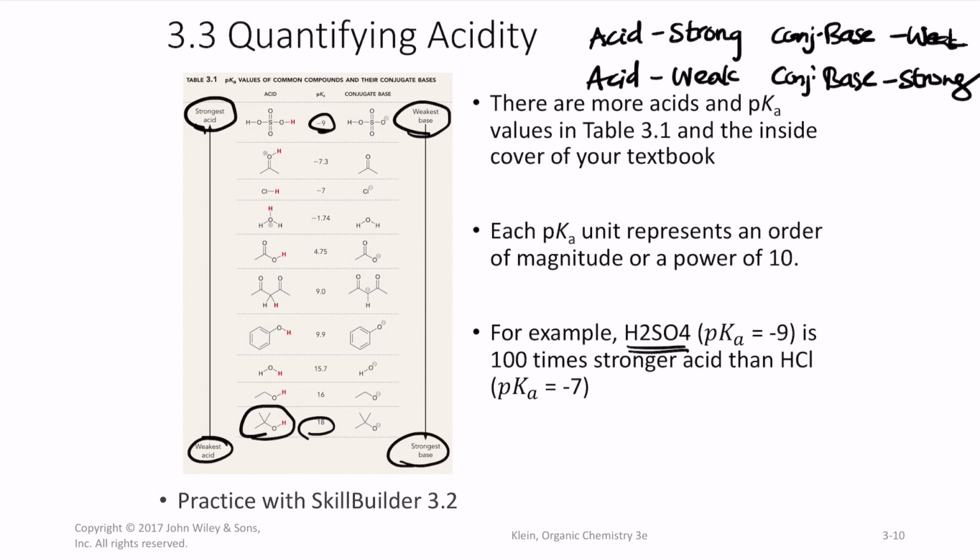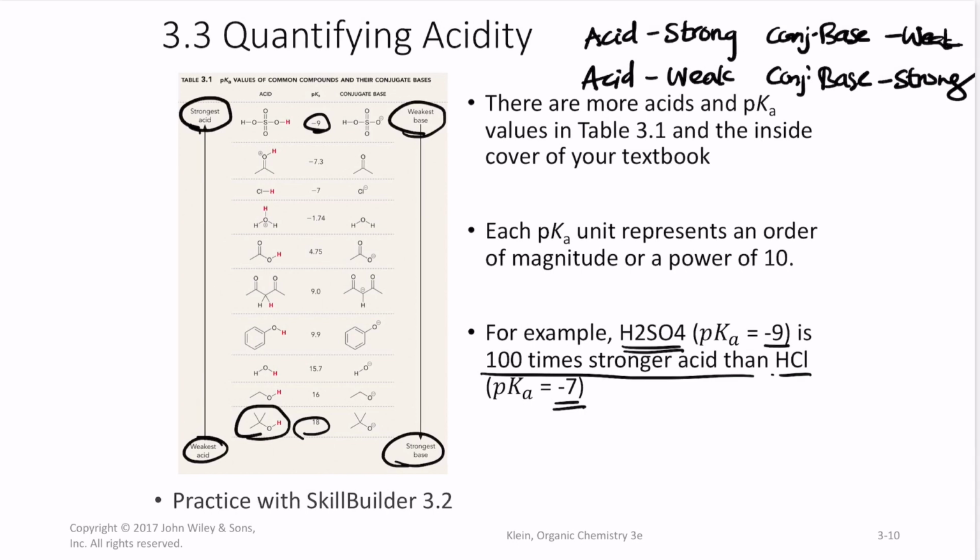And how to differentiate H2SO4 from other acids, for example HCl: the pKa value for H2SO4 is -9, and for HCl is -7, which means that H2SO4 is 100 times stronger than HCl. If the pKa value changes by 1, the acidity changes by a factor of 10. This is how you can quantify the acidity of any given acids.